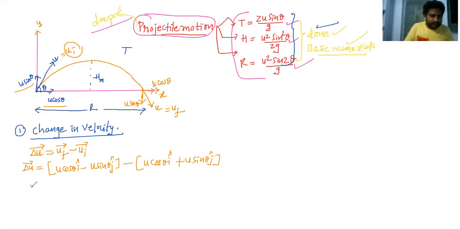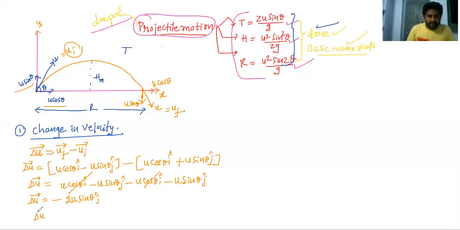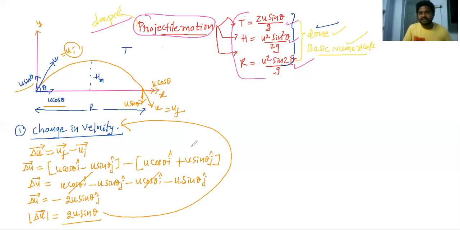All right. So delta u bar is equal to u cos theta i cap minus u sin theta j cap, minus u cos theta i cap minus u sin theta j cap. Right, step by step. I'm not writing any direct step here. So u cos theta i cap minus u cos theta i cap cancel. Then delta u bar is equal to minus 2u sin theta j cap. If anybody asks you to find the magnitude of this, that will be just 2u sin theta. So what is the magnitude of change in velocity, my dear students? It is 2u sin theta. All right, so questions will be like this.